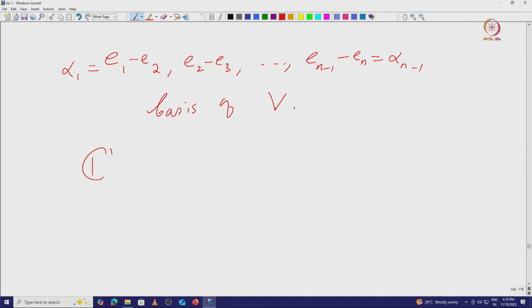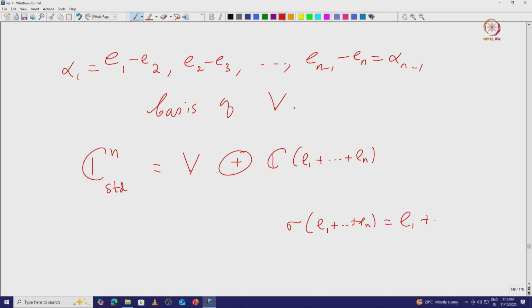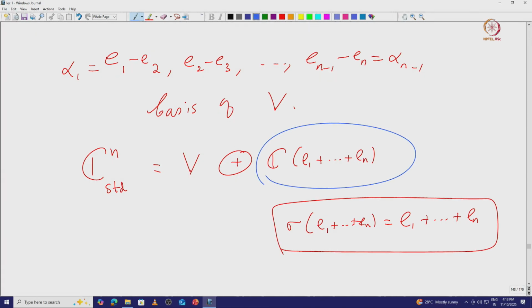So, in particular the standard representation is indeed decomposed as this V direct sum this one dimensional trivial representation, because sigma on E1 plus etc. plus En gives us E1 plus etc. plus En. So, that means this space that we are getting here is indeed isomorphic to the trivial representation, and this is indeed a sub representation.